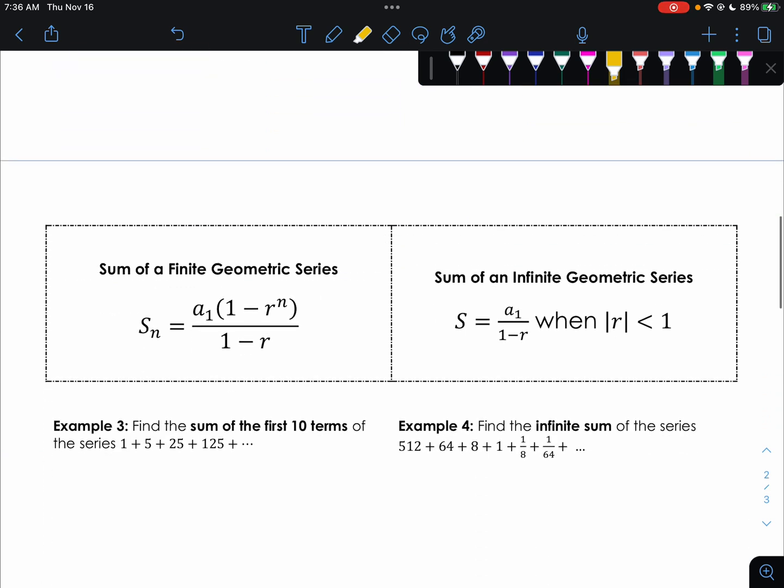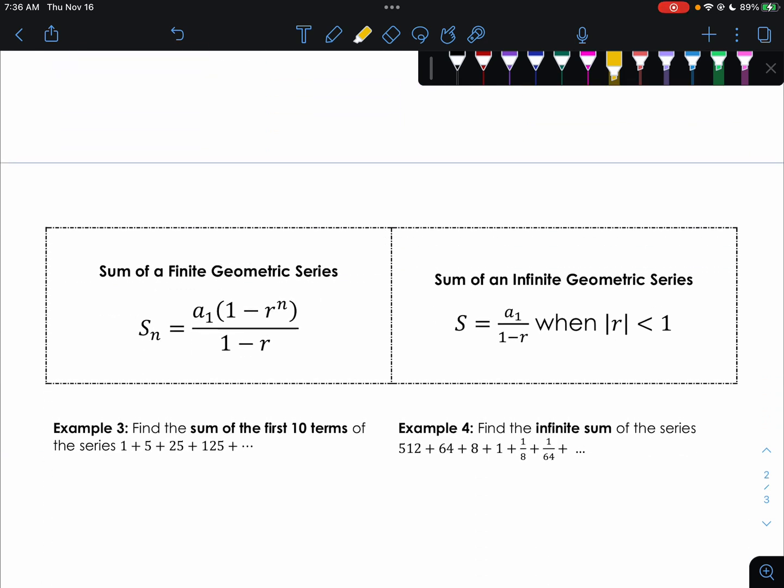Okay. Moving on to the back where we talk about the sum of a geometric series. So we have two different types of geometric series for sums. First one we have is for something that is finite. That means that you are given a specific number of terms to find, and you will use that formula. The second one is when it's an infinite geometric sequence, you will use the second one. But this only happens when your common ratio, the absolute value of it, is less than 1. It cannot be greater than 1.